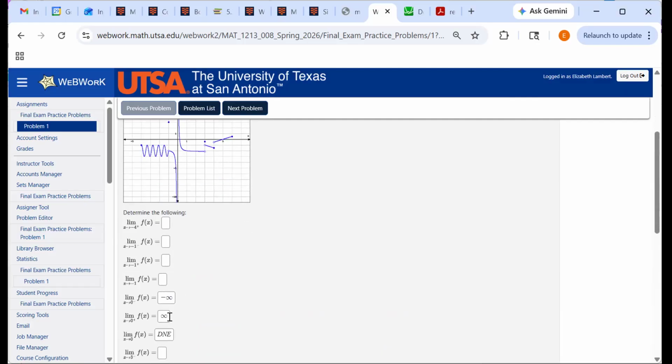Now, because we were getting infinities, technically it's a jump discontinuity because the left and the right sides don't agree. But if you called it an infinite discontinuity, it's also that as well, because there's an asymptote there at 0.